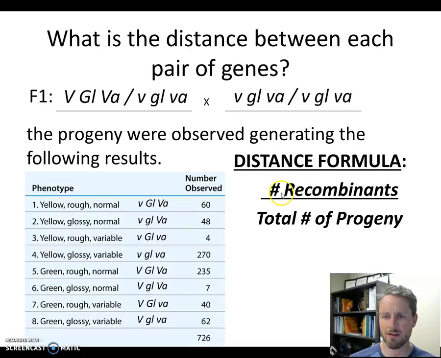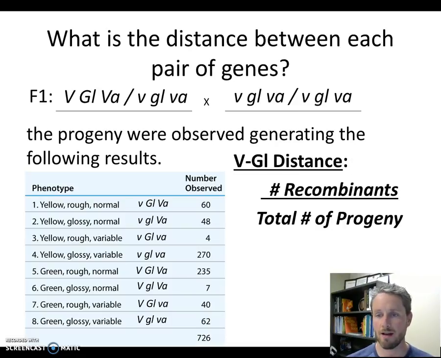In order to calculate the distance, we just take the number of recombinants between those genes and divide by the total number of progeny. So the total number of progeny is super easy. It's listed right there at the bottom. We looked at 726 total. All right, so we need to figure out what number to divide by 726 to get our answer. So let's look at each gene pair one at a time.